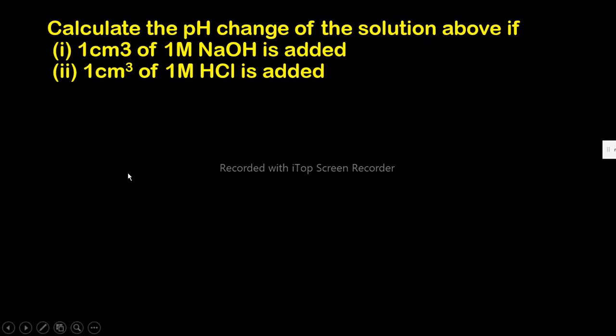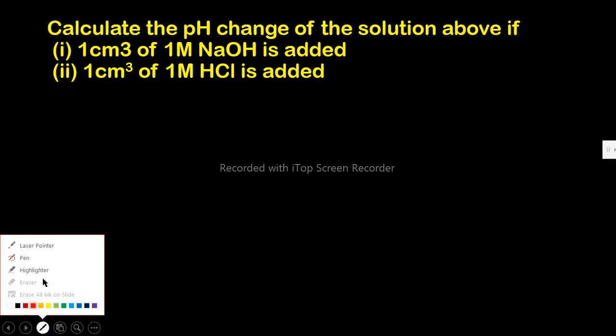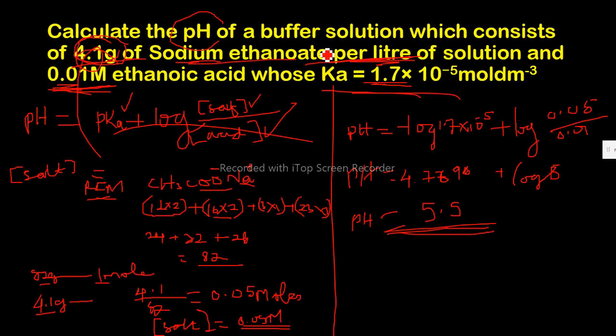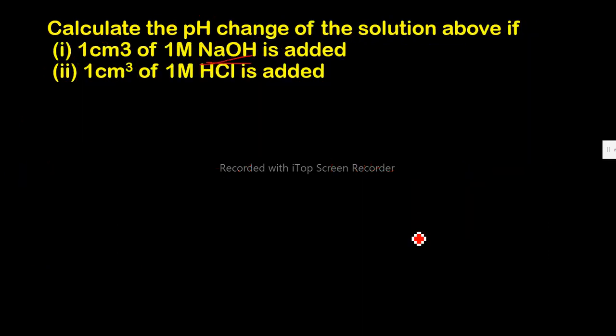Now for this one, I'll do only one. Okay? So now the question wants the pH change of the above solution. Which solution? This one. Remember its pH is 5.5. So they want us to calculate the change in pH if we add just a drop, 1 centimeter cubed, of 1 molar sodium hydroxide.